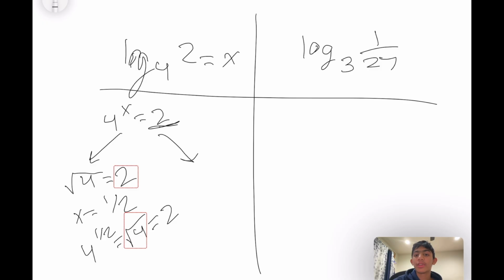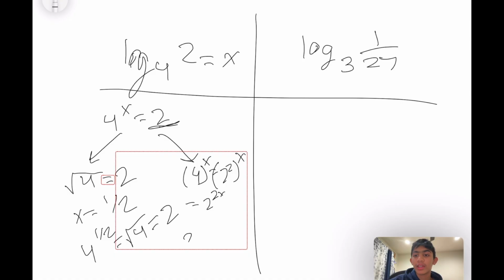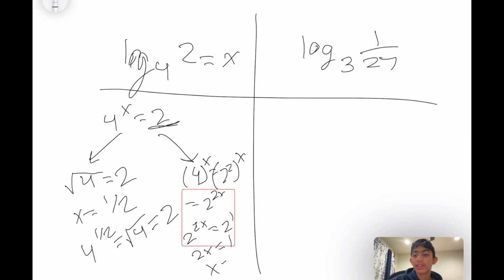Another way of doing it is to say 4 to the power of x as 2 squared to the power of x, which can be rewritten as 2 to the power of 2x. Now you have 2 to the power of 2x has to be equal to 2 to the power of 1, so 2x equals 1, and x is equal to 1/2.